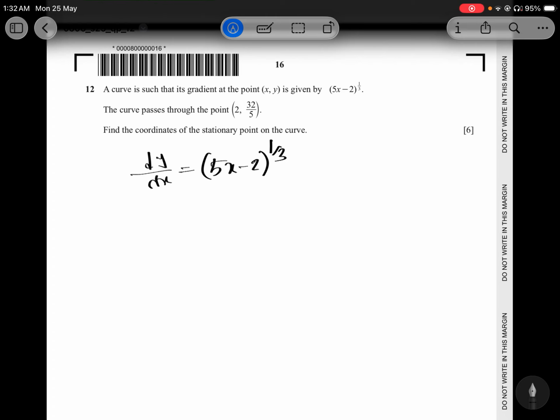So this is the gradient of the stationary point. For a stationary point it should be 0. So 5x minus 2 to the power 1 by 3, so 5x minus 2 should be 0. x is equal to 2 by 5. Okay, I found it.